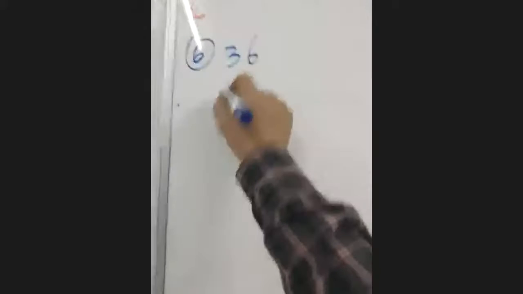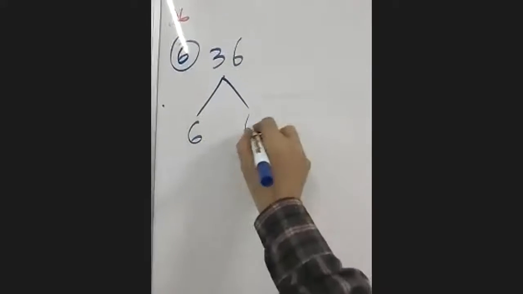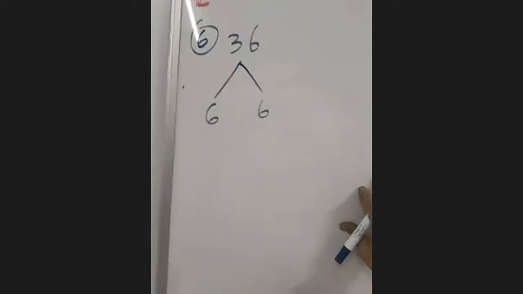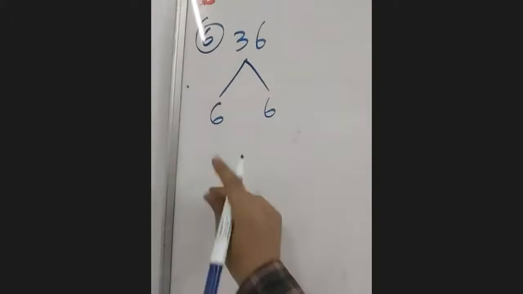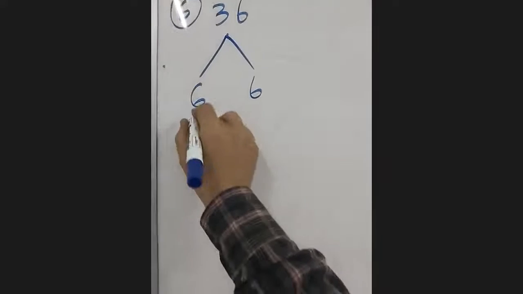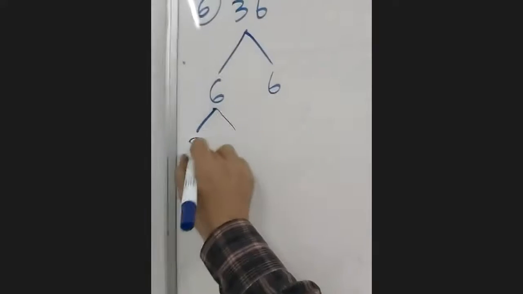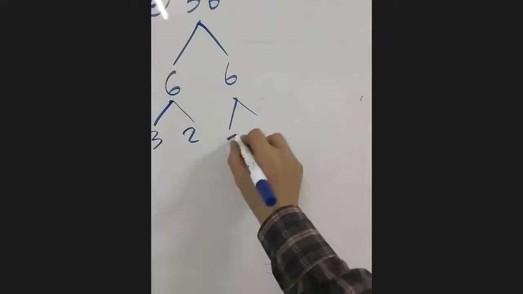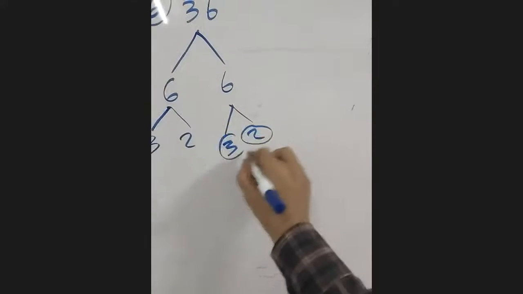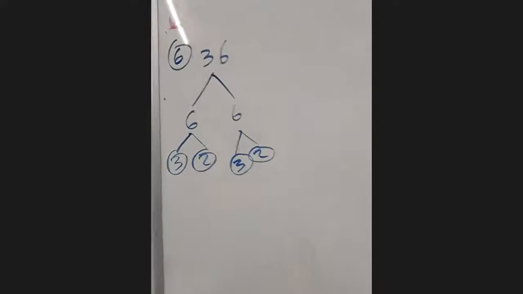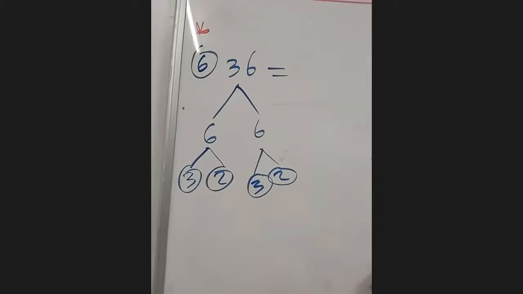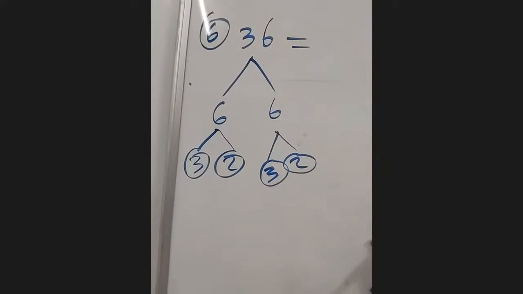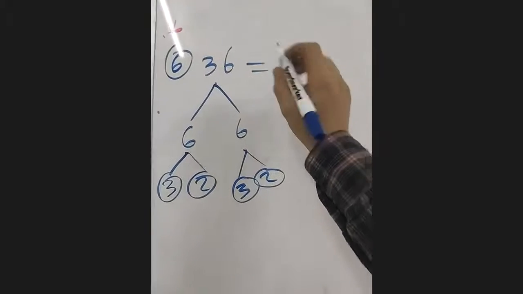6 multiply 6 equals 36. So here we make a prime factorization. 6 multiply 6. Then the 6 equals 3 multiply 2, and this 6 also equals 3 multiply 2. And here we cannot do more. We did that much, right? Now, what does the 36 equal? 2 to the power 2 multiply 3 to the power 2.